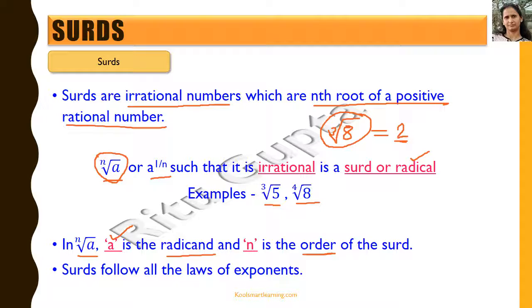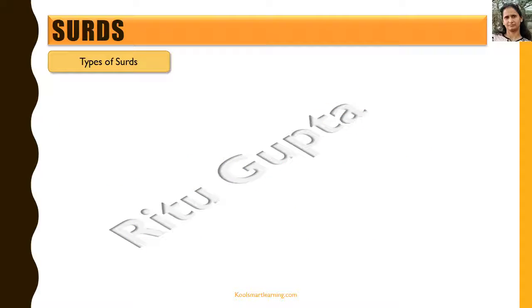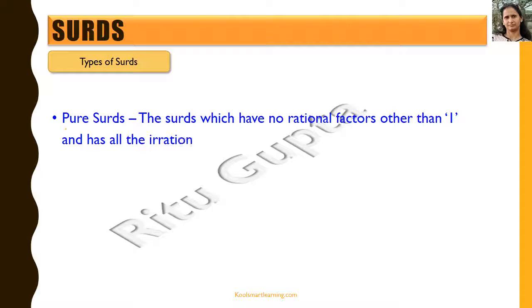And surds follow all the laws of exponents. Now let's talk about the different types of surds. The first are the pure surds. The surds which have no rational factor other than 1 and have all the irrational factors are called pure surds. We take an example of cube root of 2 or fourth root of 6 and so on.